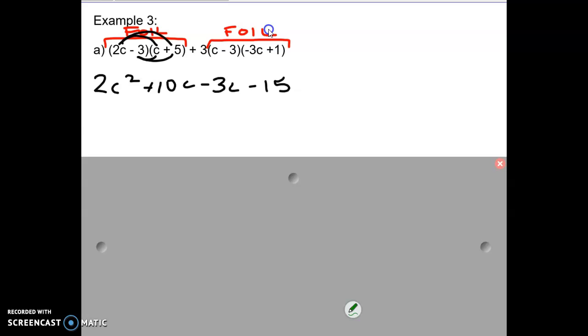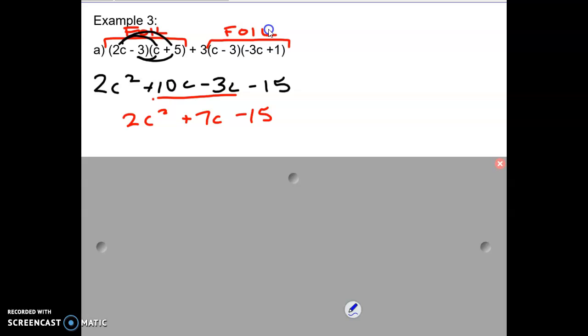Now, you can combine like terms to finish this off. So I see that I have a 10c and a minus 3c. So I can put those together to get 7c and then minus 15. So that's my first piece FOILed out. We can also FOIL the back piece.